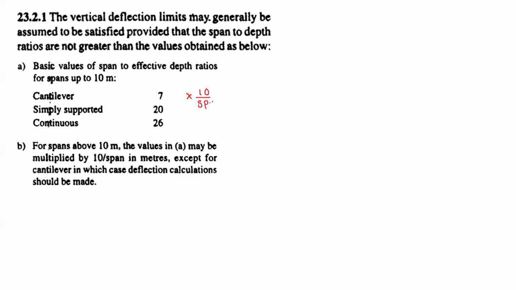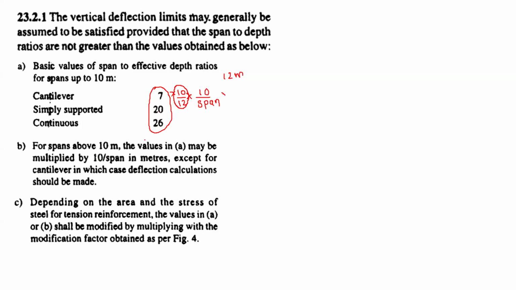But when our value of span is greater than 10, you may have a question: if my span is 12 meter, will these values be increased or decreased? When your span goes more than 10 meter, you have to multiply by 10 by span. If you multiply by 10 by 12, then automatically your value is going to be reduced, because this factor is at most 1 when both are equal, and for that we have 7, 20 and 26. When the span is greater than 10, this factor will be less than 1 and your values will be reduced. So for span greater than 10 meter, these values are less than 7, 20 and 26.